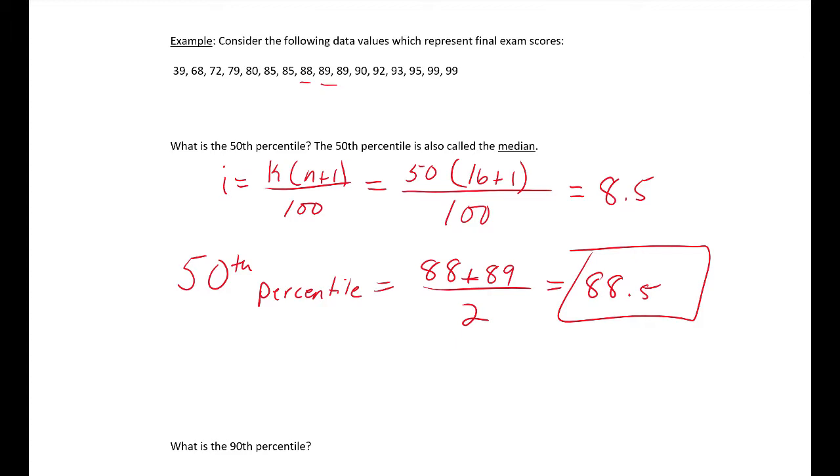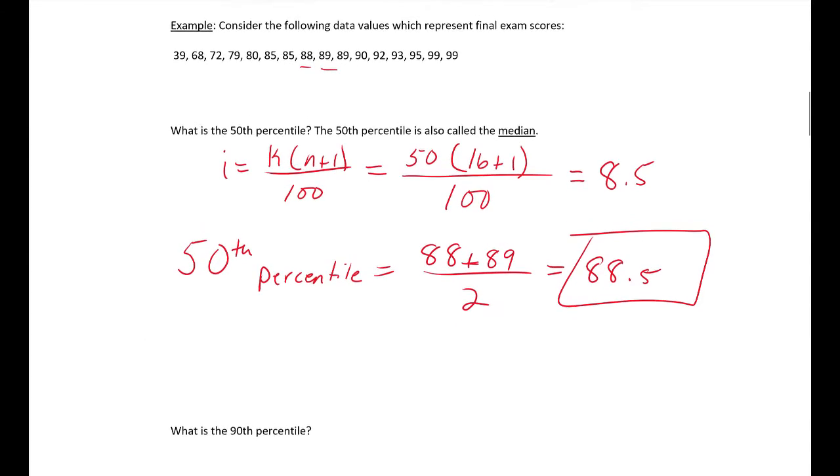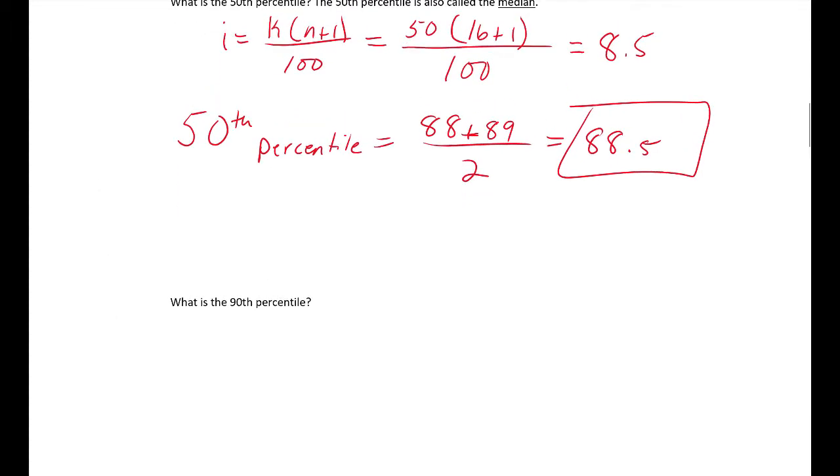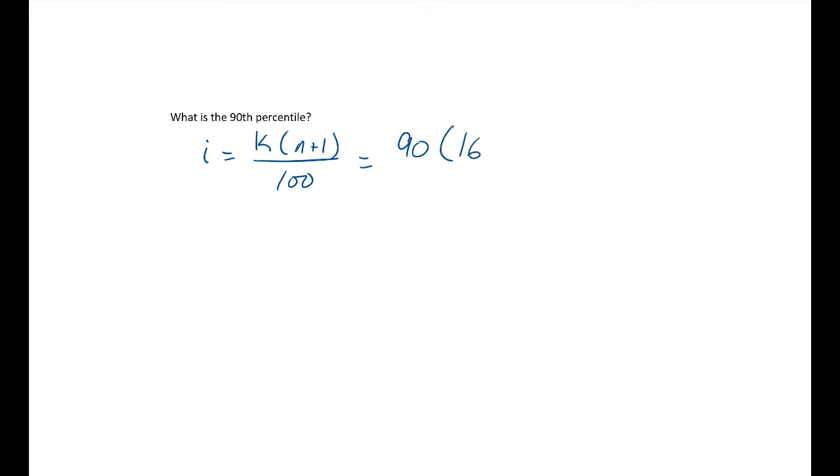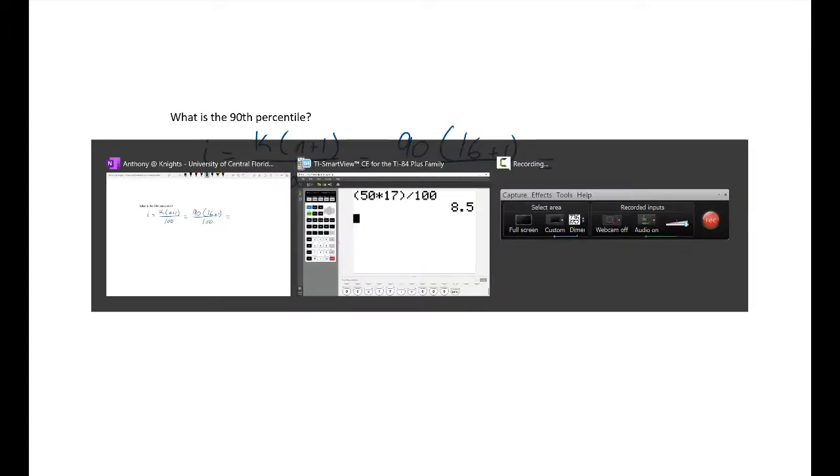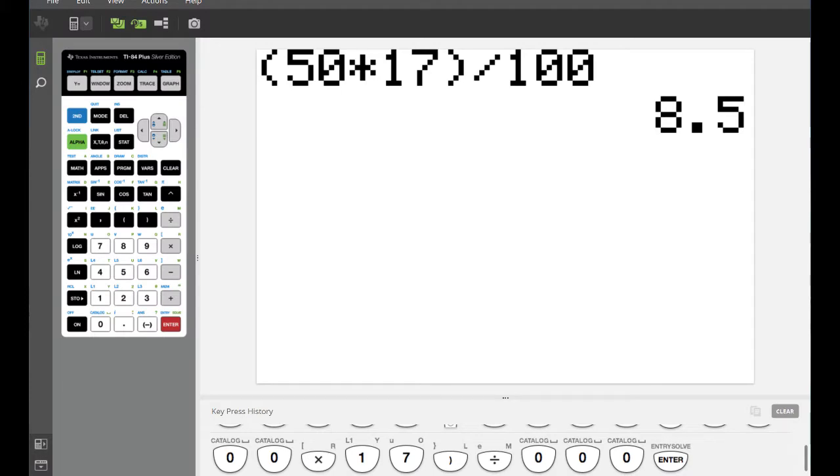All right, here we go. Same data set. Let's find the 90th percentile. Once again, we're going to use our formula. I is equal to k times n plus 1 over 100. We know k, in this case, is going to be 90, because we're trying to find the 90th percentile. Still 16 plus 1, divided by 100. So 90 times 17 divided by 100. Let's see what that gets us.